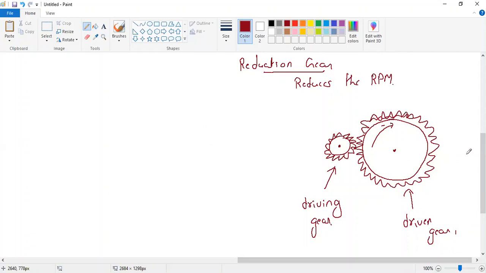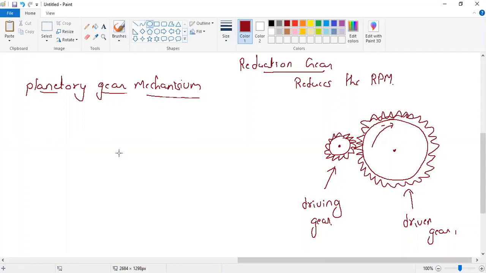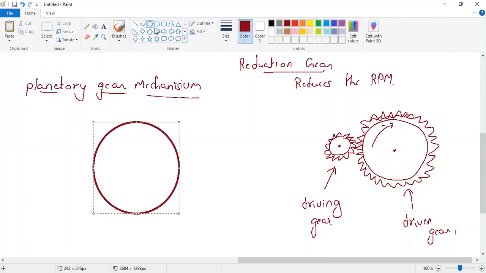But what we do in aviation, we can use a reduction gear, but we use a planetary gear mechanism. Okay, this is not a part of our syllabus. The planetary gear mechanism should have been taught to you by the person who teaches shop theory. I think Joshi sir must have taught. So let us just, for our understanding purpose, draw the planetary gear and understand. Again I'm telling you, this is only for our understanding purpose, beta.